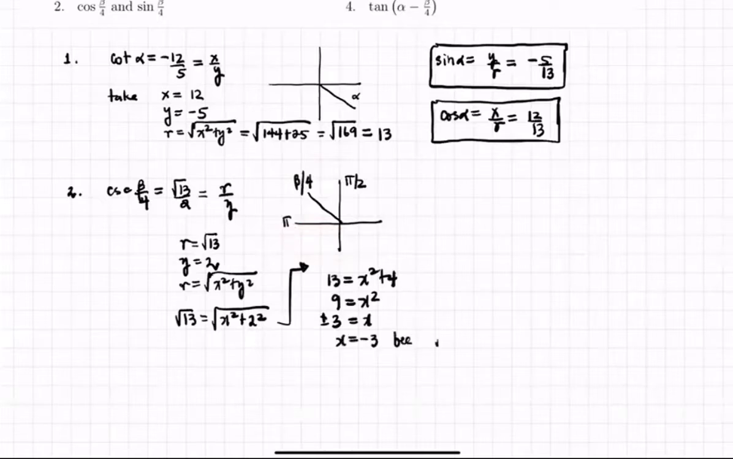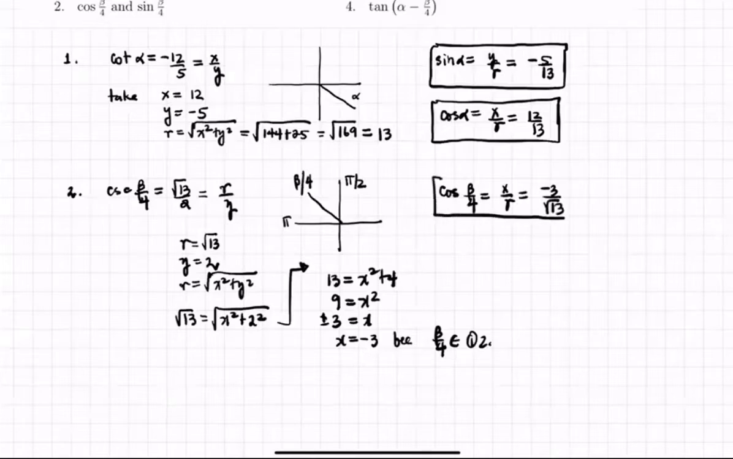But according to this one, beta over 4 is in quadrant 2, therefore x is negative. Kaya mahanap na natin si cosine beta over 4 and sine beta over 4. X over r, x is negative 3, r is square root of 13. So gaya ng sabi ko, hindi naman kailangan nagra-rationalize.